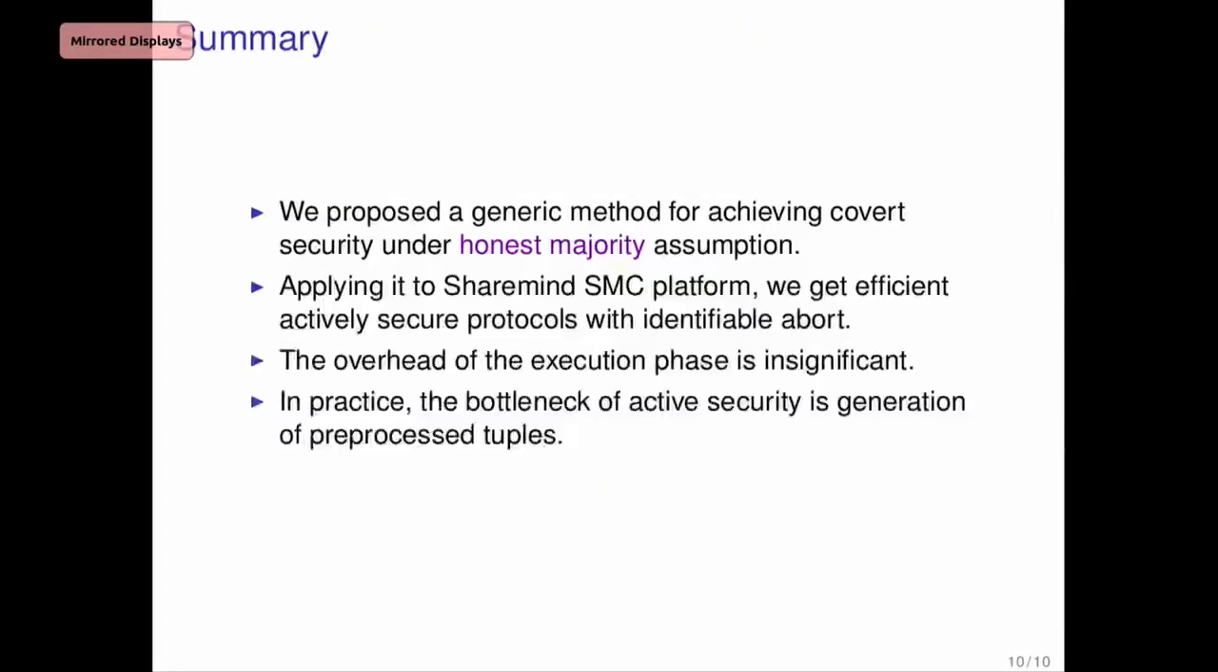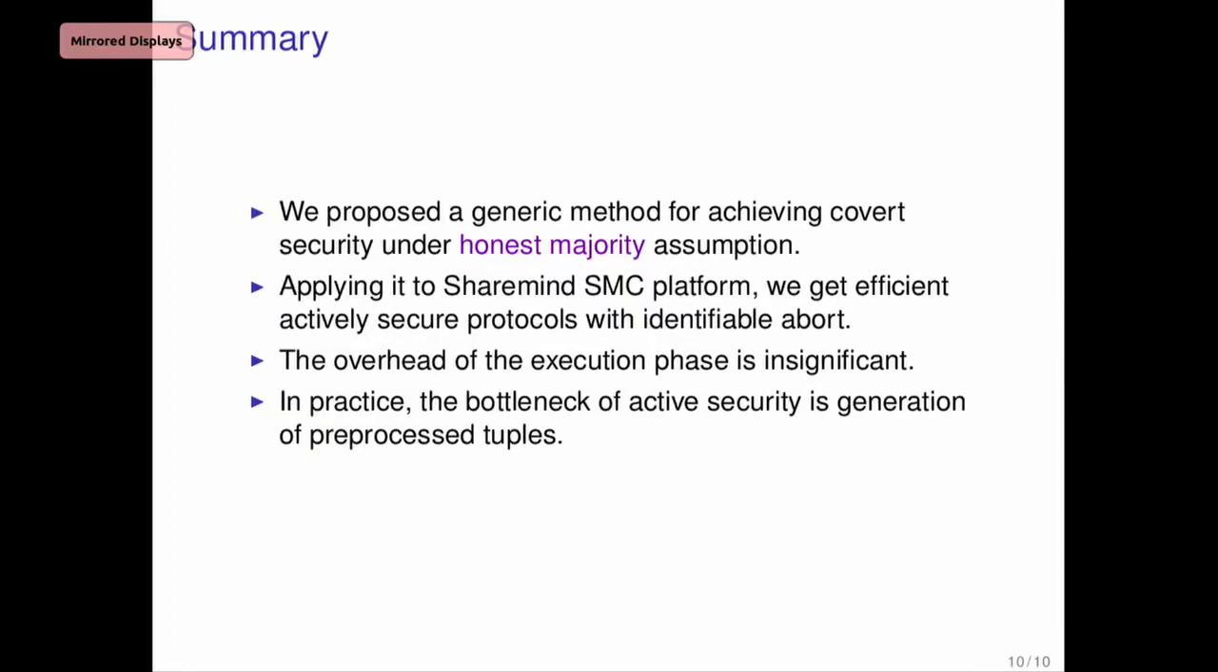So, and then there is a summary of what we did in this paper. We proposed a generic method for achieving covert security under the honest majority assumption. So everything that was shown here so far works under honest majority because everything that the prover shared among the verifiers, if the verifiers collaborated, of course, they could recover all the secrets. So this works with honest majority.